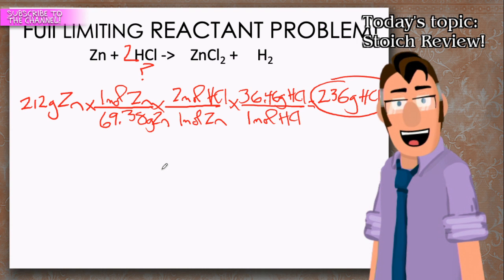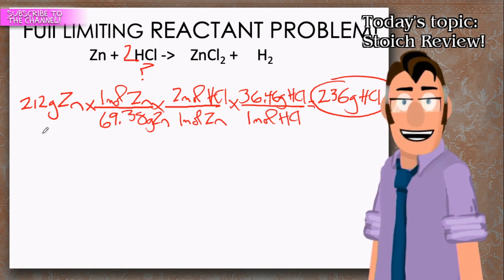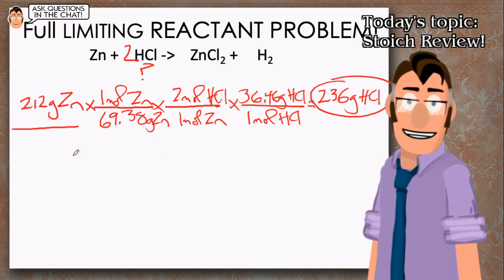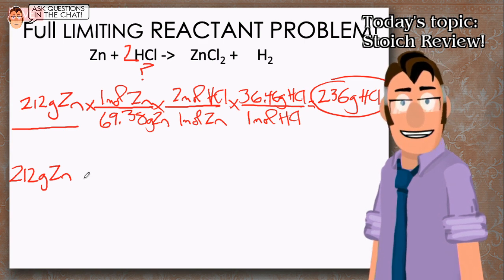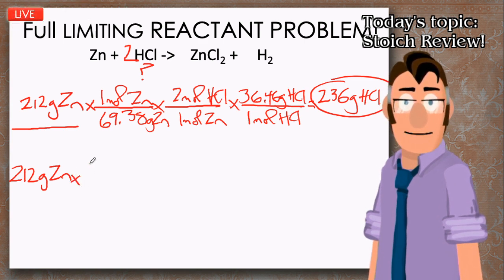All right. And then finally, the last thing we're going to do is take this zinc, as Lindy astutely pointed out. We're going to take the 212 grams of zinc, and then take it also to the zinc chloride. So you can start setting up that problem.